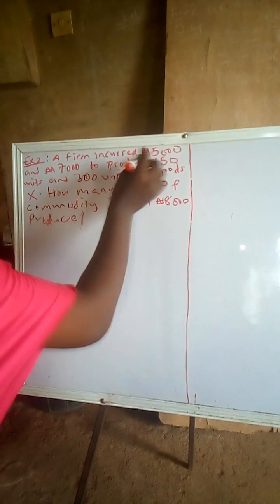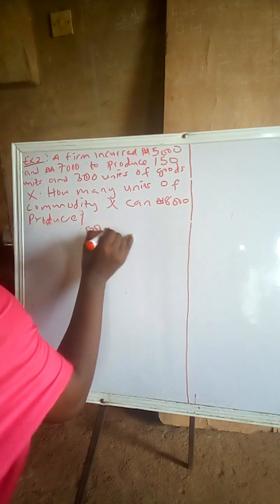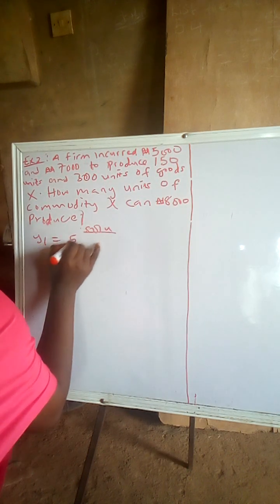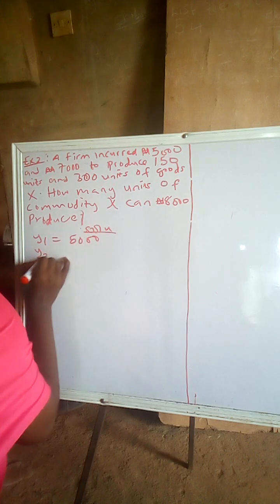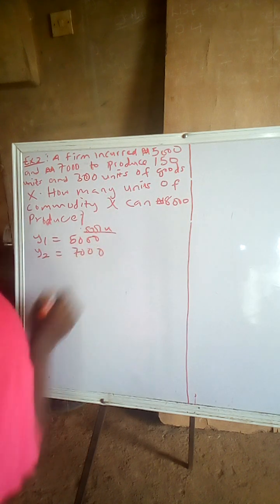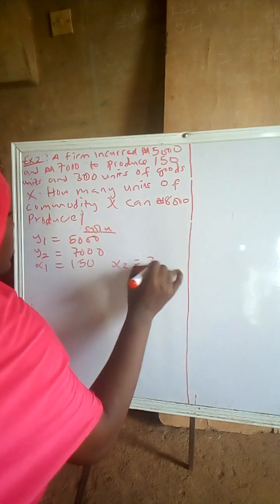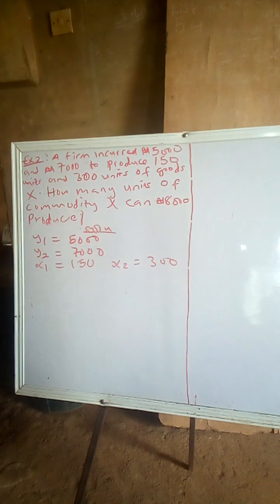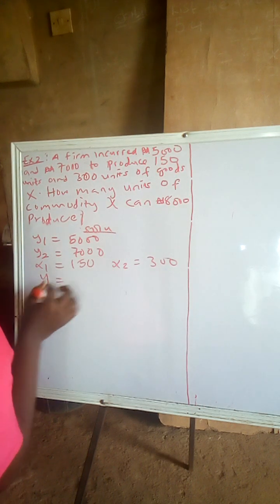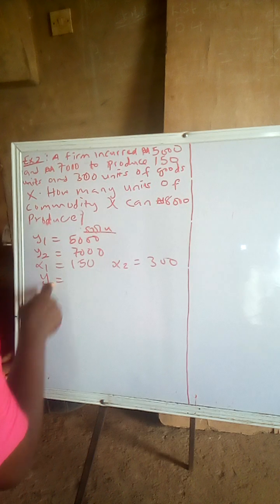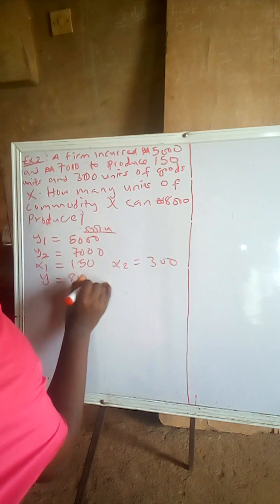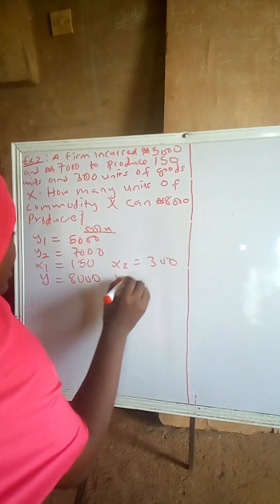So this 5,000 naira is our Y1, equals 5,000. Y2 equals 7,000. Our X1 is 150. Our X2 is 300. They now said how many units of commodity X can 8,000 naira produce? Remember, we have to use Y alone, Y without any subscript, is 8,000 naira, and our X is unknown.